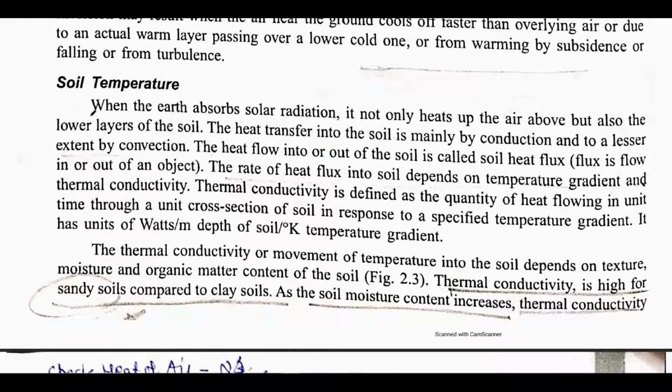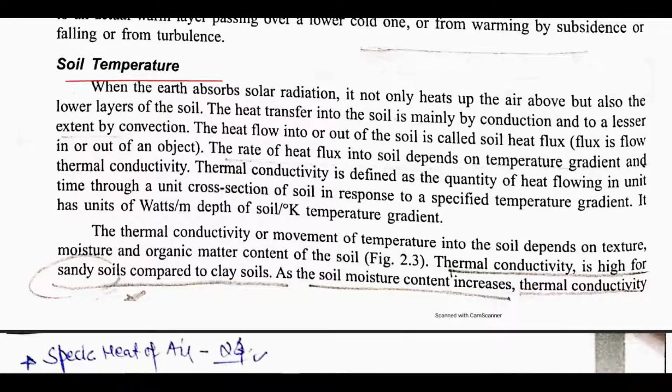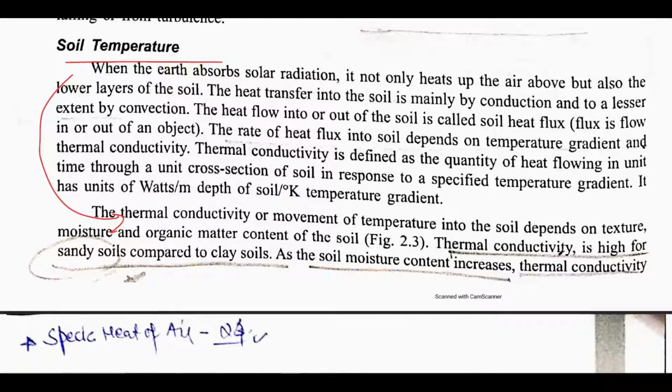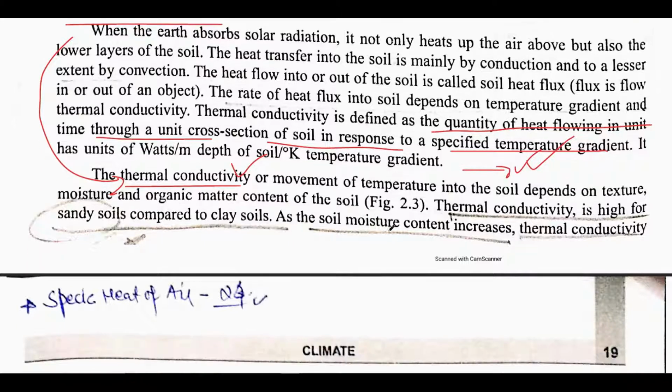The other important thing is soil temperature. See, soil temperature is related to thermal conductivity. Thermal conductivity is the ease with which heat can flow within soil. In layman's language, thermal conductivity can be understood in this manner. Agronomically, it is defined as the quantity of heat flowing in unit time through a unit cross section of soil in response to a specified temperature gradient. Basically, how easily heat can flow through soil is thermal conductivity.